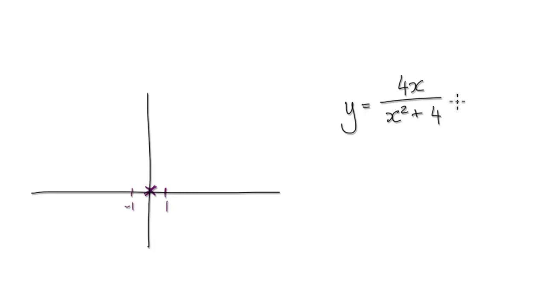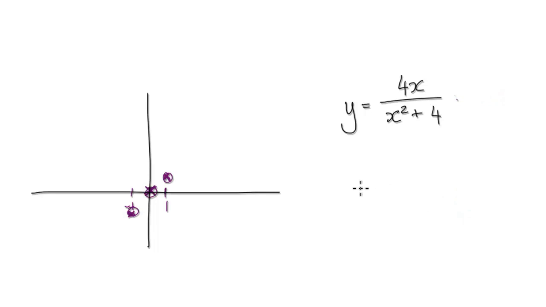So when you put 1 into there, it would be 4 over 5. Let's just imagine it's somewhere around here. And if you put -1 into there, it would be -4 over 1 plus 4. So that would be negative, slightly less than 1. So it's going to be somewhere around here. So we know it passes through here, the origin, and here.